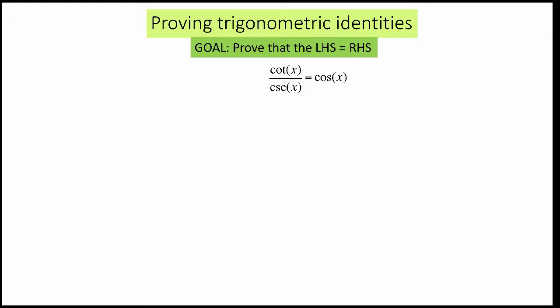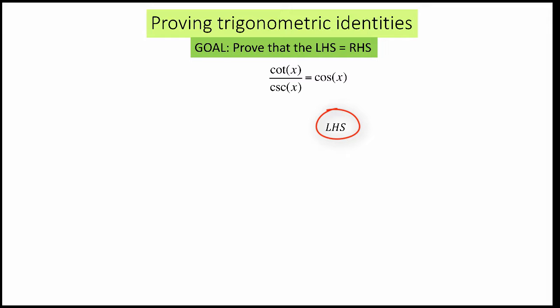Okay, so the first thing you have to do is decide which side you're going to start with. So we start with one side and we don't look at the other side for a while. Often I say, let's start with the most complicated side because that gives us more stuff to work with. So I'm going to start with the left-hand side. So I'll just write that down. I'm starting with the left-hand side.